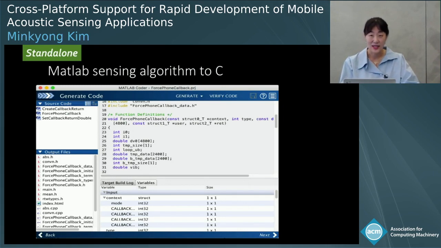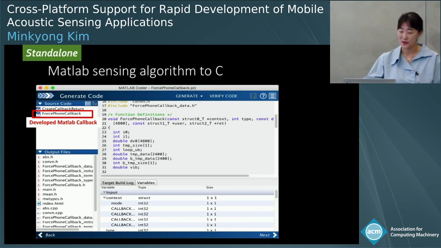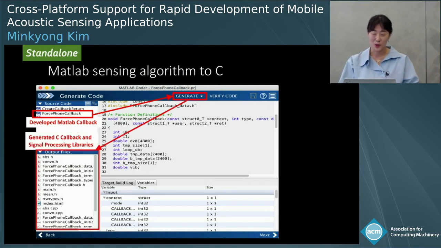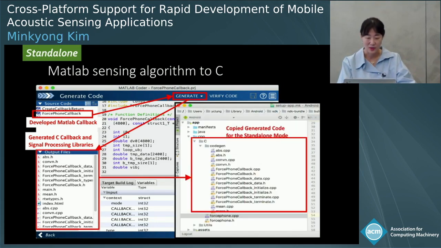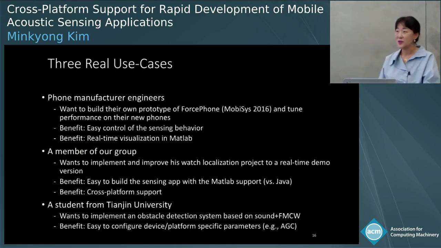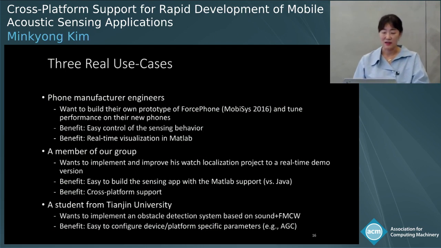And then once that's done, the next step is to convert the version to the C mode, to the standalone mode, right? So the first thing is that you develop the MATLAB callback function, and then using that, you generate the C code automatically using MATLAB's MATLAB Coder functionality. Okay, and then it dumps the C and header files, and then you can incorporate them with your app code.